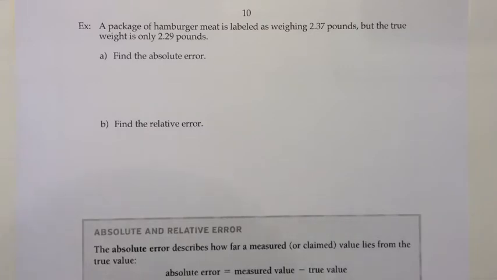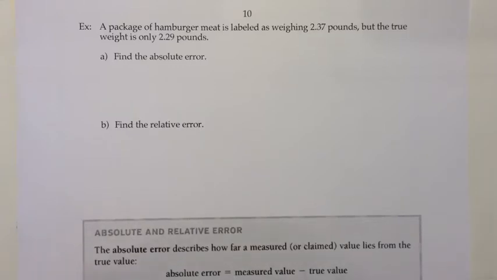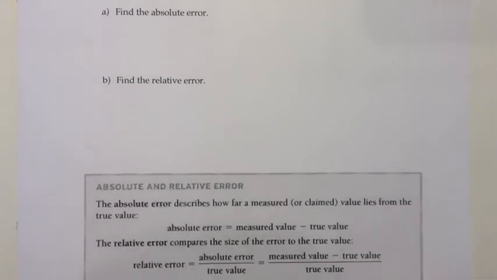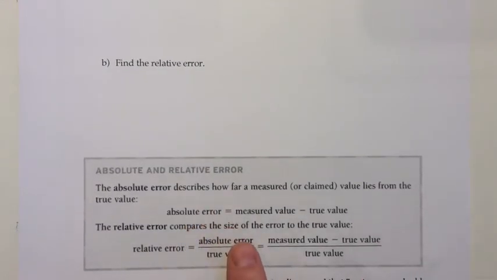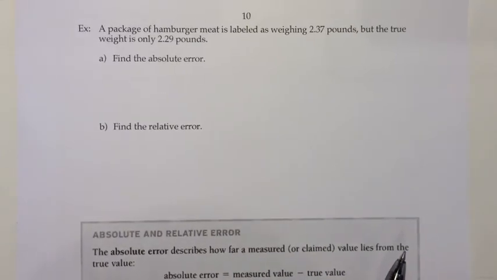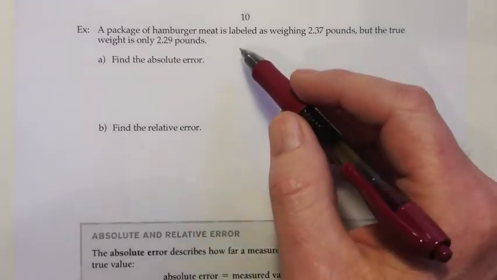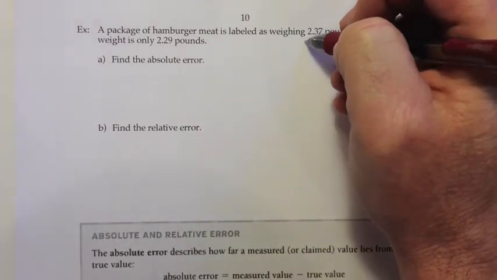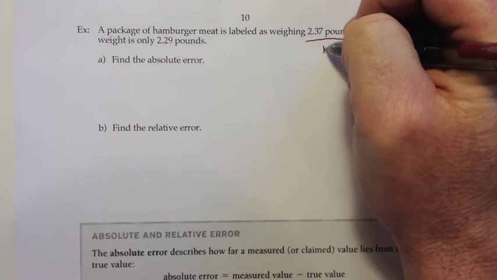So a package of hamburger meat is labeled as weighing 2.37 pounds, but the true weight is only 2.29 pounds. Find the absolute error. So just like we had the absolute change before, which was just taking the difference, the absolute error is also just taking the difference. And if we look at the definition box down here, when we do absolute error, we always do the measured value minus the true value. So when I look at what they gave me here, it says it's labeled as weighing 2.37, so that sounds like the measured value.